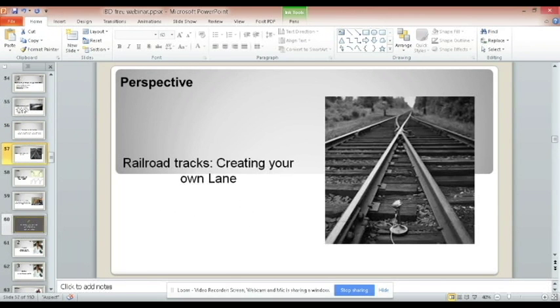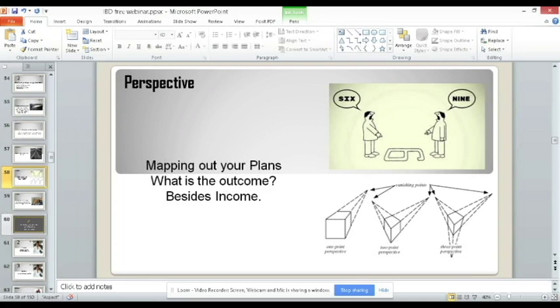Your railroad tracks and creating your own lane. You don't need to merge with other people's lanes. We can work together, and you have a lane and I have a lane, and they can be so similar to us in our minds. But how I teach and how I train and how you teach and how you train can be different. I need you to be able to know that your lane belongs to you and no one else can take it from you. So you're going to map out your plans. What's the outcome? Of course, besides income.